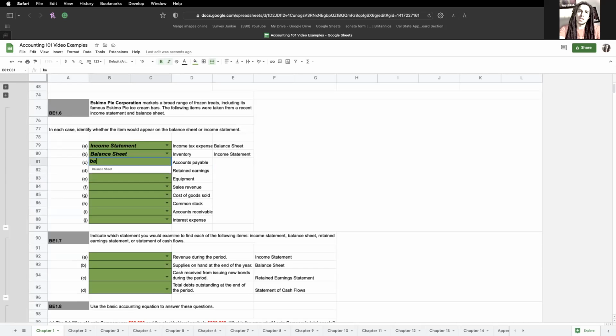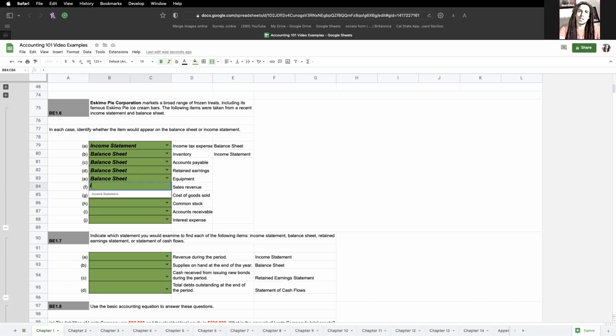Accounts payable, balance sheet item under liabilities. Retained earnings, that's a balance sheet item under stockholders' equity, like you saw in the last problem. Equipment, that's a balance sheet item that is an asset. For example, your phone or a car or a truck, something that you're going to use to the benefit of the company for years to come.